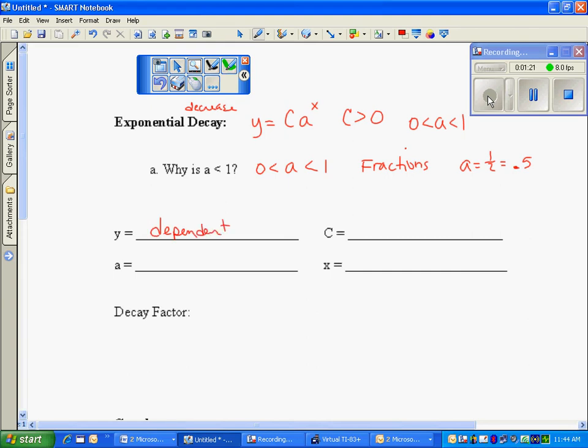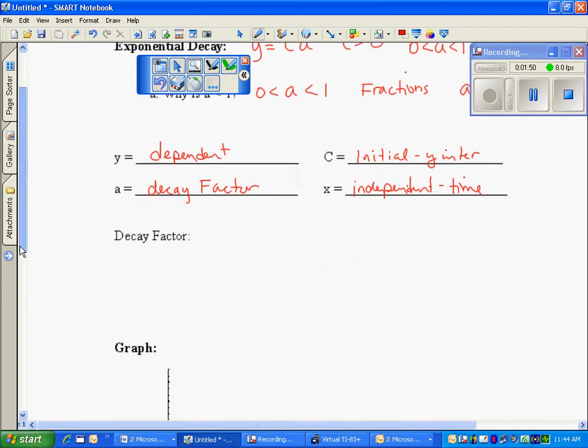Y in this formula is still your dependent. X is still your independent. Typically, it's going to be time. C is your initial, your start value, or your y-intercept. And a now, because it's between 0 and 1, we're going to call it a decay factor. So again, I'm multiplying. That's a factor, but it's going to make this graph decay or go downward.